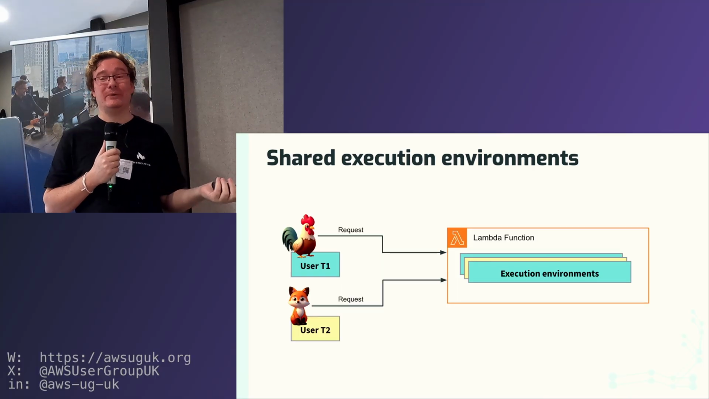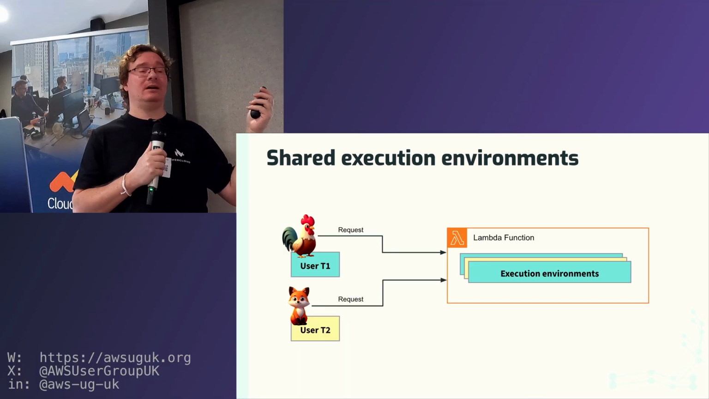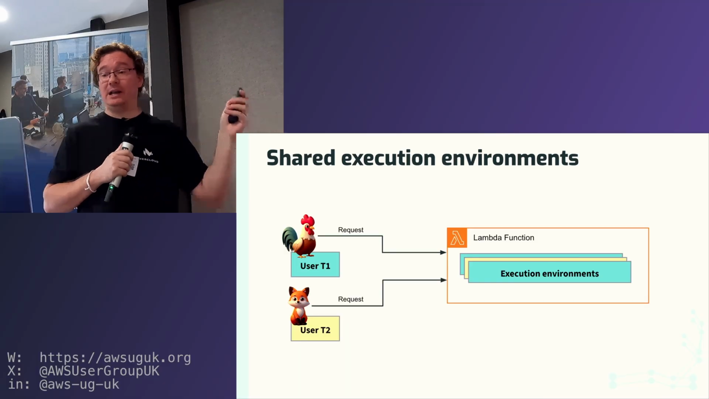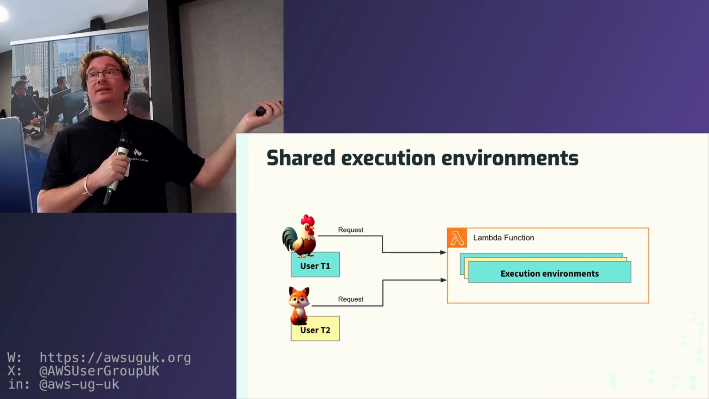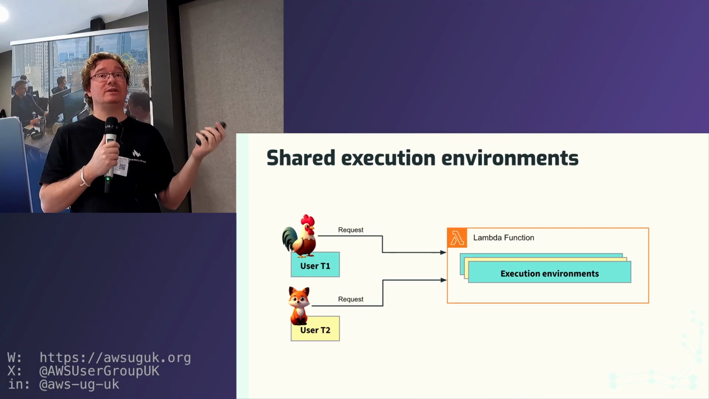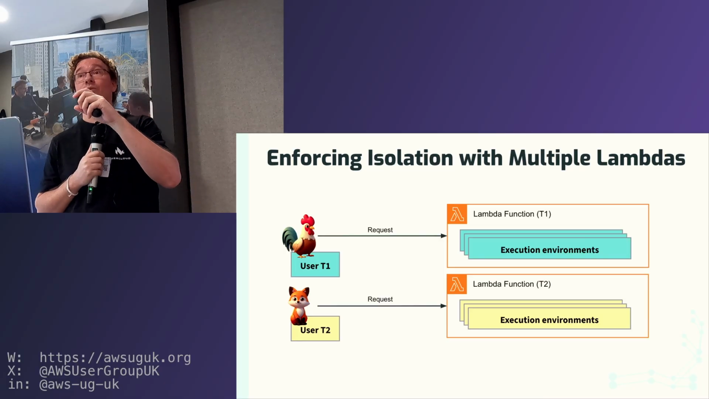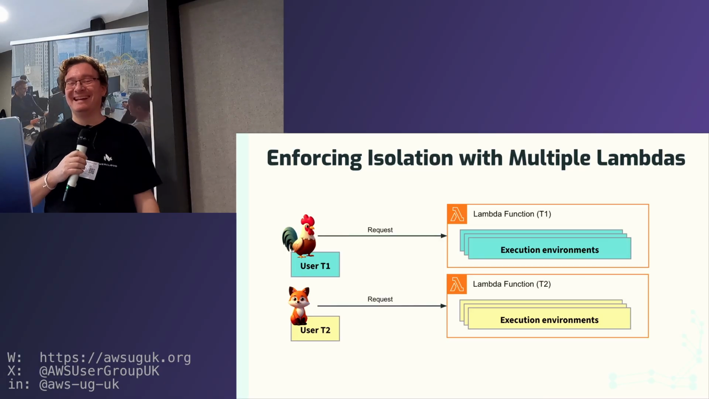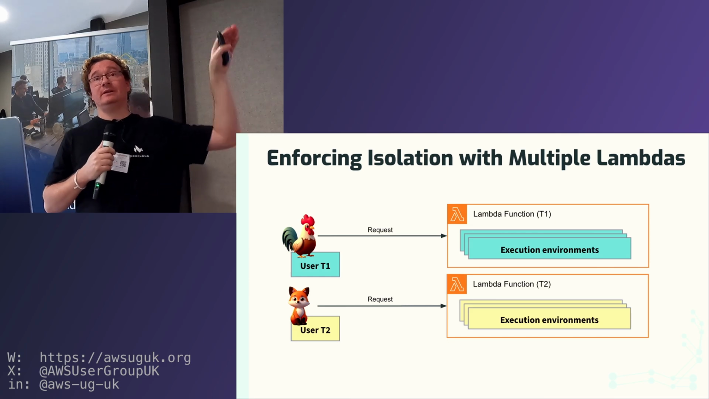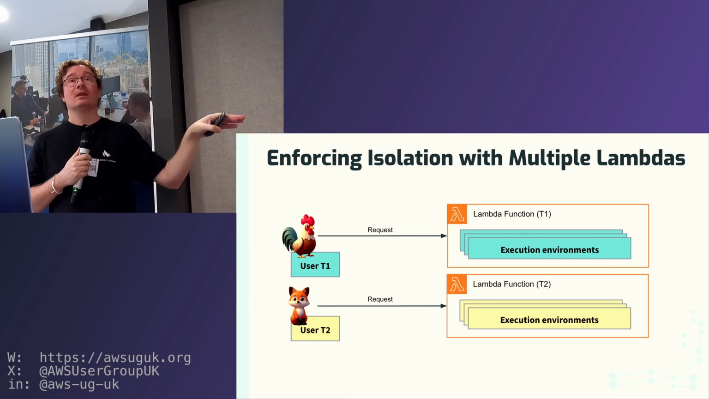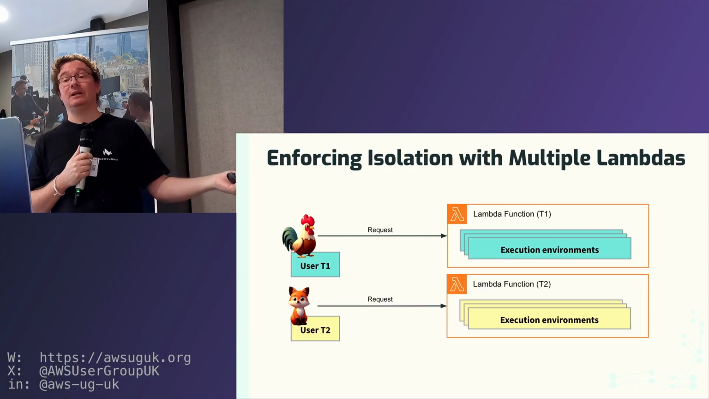Yeah, there's nothing wrong with that. But in a highly controlled environment where compliance hits, that's a problem. So how do we solve that problem? Historically, how we solved that was by creating different Lambda functions for each of the tenants. But that's not scalable. Otherwise, I have 100 customers, I need 100 Lambdas.